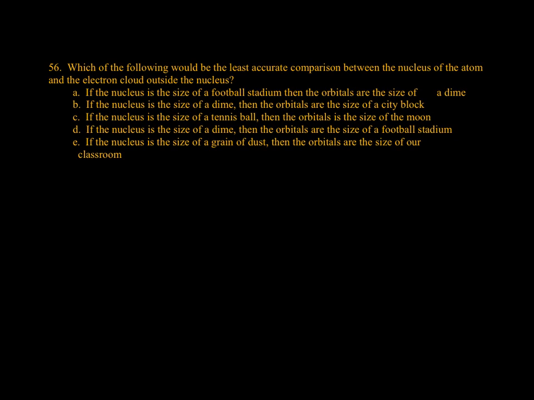But because they move around, the cloud of electrons is huge compared to the nucleus, which is really, really tiny. So in this case, we're looking for the one that has the worst example of that, and that would actually be choice A, which in fact has the orbitals, the electrons, being smaller than the nucleus, and that's completely backwards. You could make a case for basically any of these other ones being a fair representation of the space. So you could have picked any one of these other choices and been right.